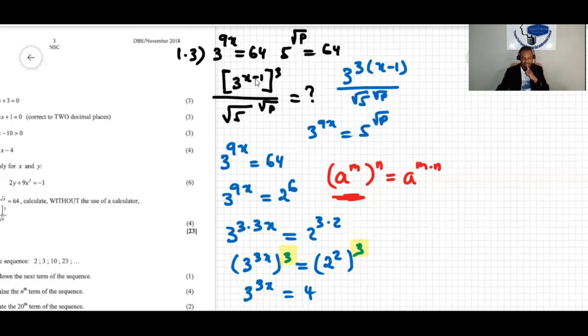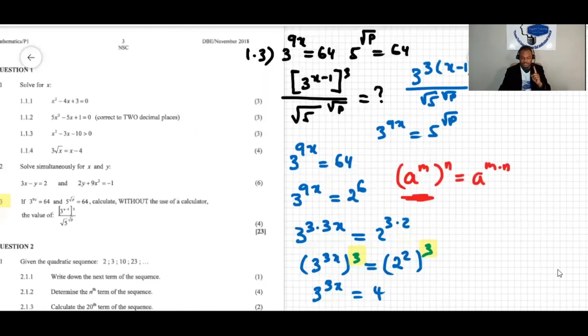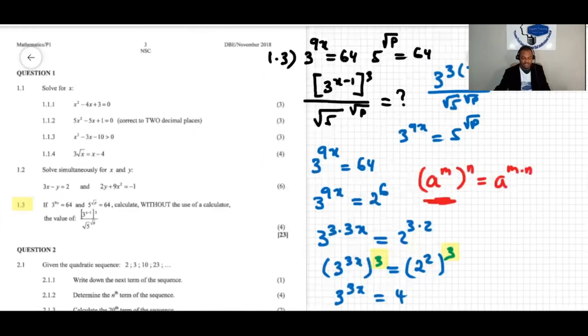Now, I think I have an idea. We need to find x then. How can I do that? Can we use logs? If we use logs, the question says, yes, we can use the log to calculate this, but the question says without the use of a calculator.